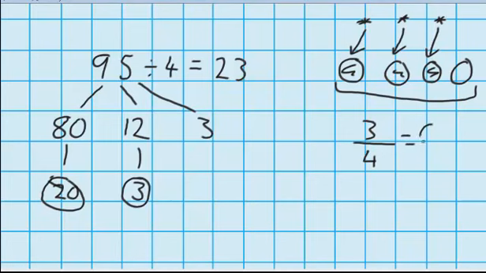Well, I know 3/4 is 0.75. So now I can add that to my answer. 23 plus 0.75 equals 23.75.